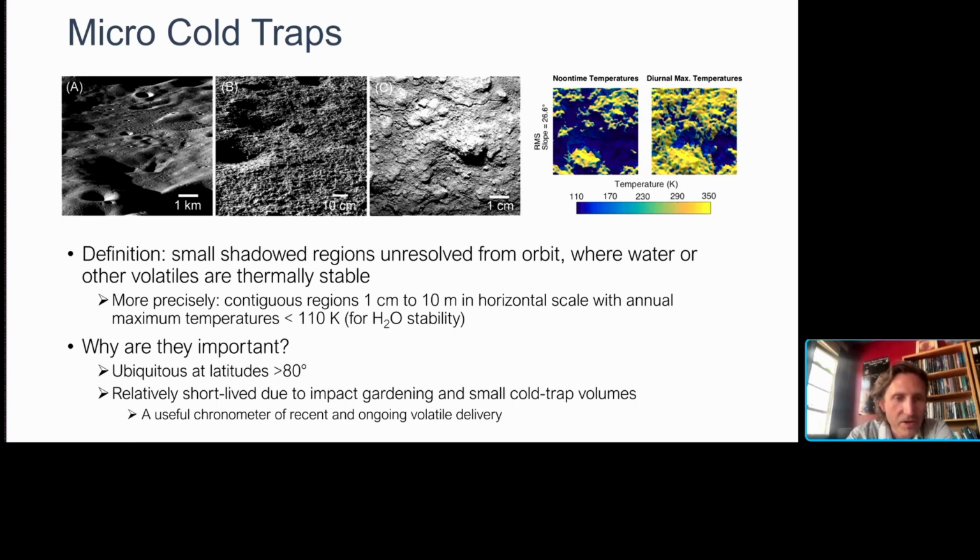We also note that there's an important distinction between the micro cold traps and their larger cousins, which is that they are by definition shorter lived, because of their small sizes and low volumes for actually trapping volatiles. The regular gardening of the regolith will bring up and destroy volatiles near the surface, and so the population of micro cold traps is by definition younger, and therefore provides a separate chronometer to the deeper ice deposits, if they exist.